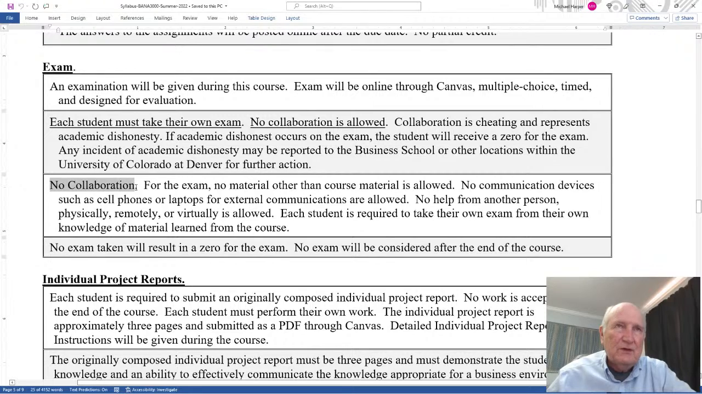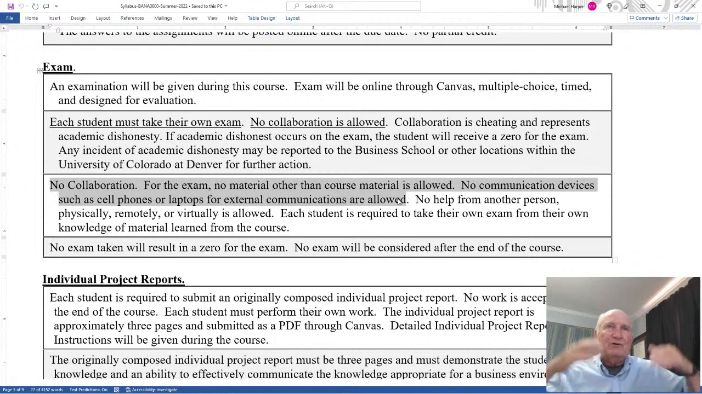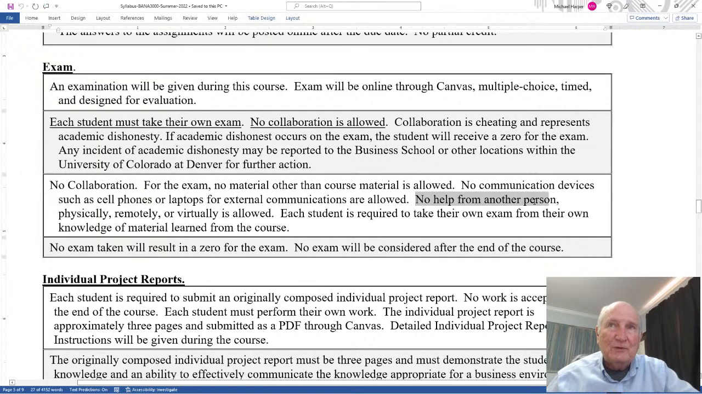No collaboration. For the exam, no other material other than course material is allowed. No communication devices such as cell phones or laptops for external communication are allowed. Now, what I mean by that is you can use laptops for your material. You cannot use a laptop for external communications. Each person does their own exam. No help from another person, physically, remotely, or virtually, is allowed. Each student is required to take their own exam from their own knowledge of material learned from the course. No exam taken will have a grade of 0.